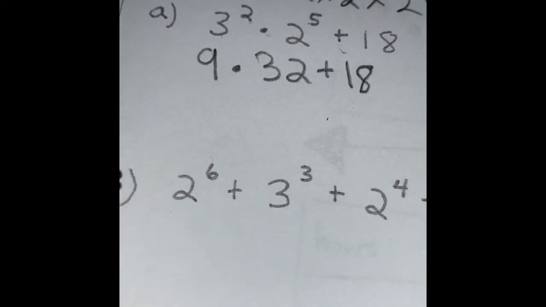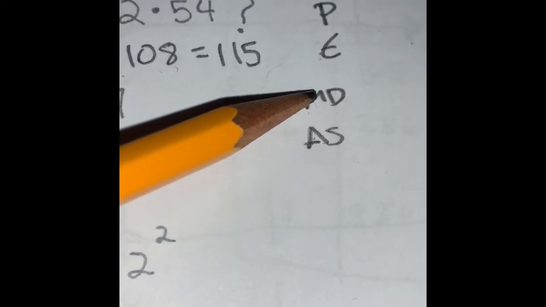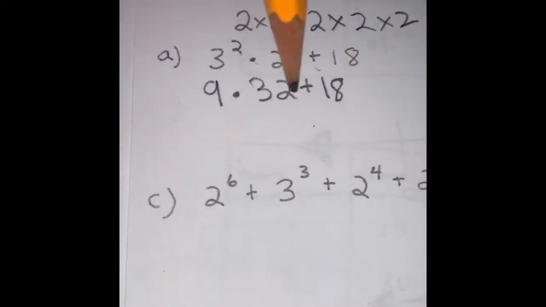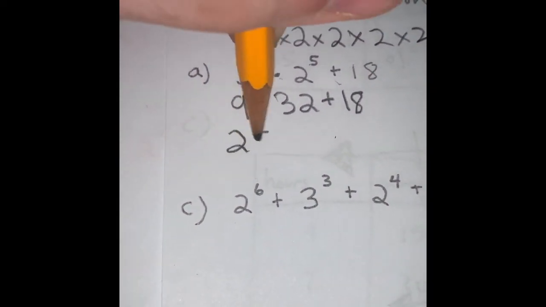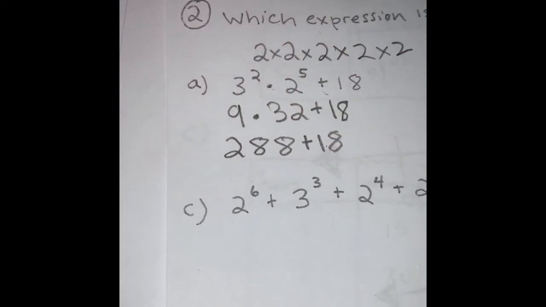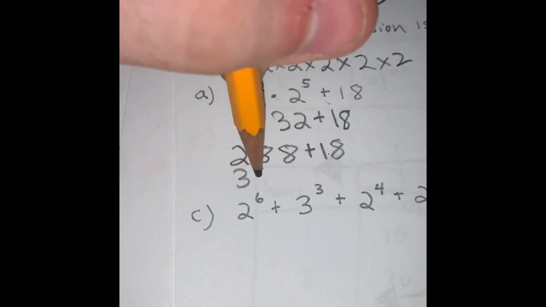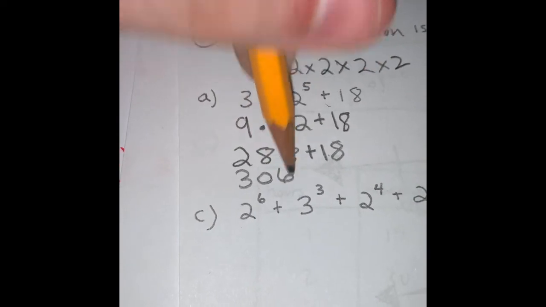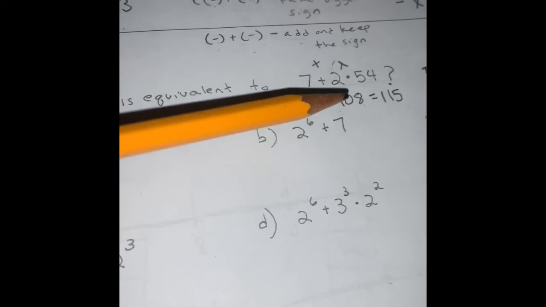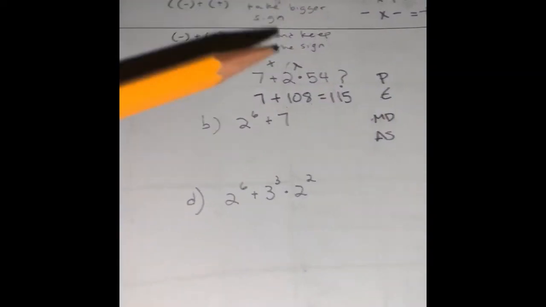So now I'm left with multiplication and addition. If I look at my order of operations, multiplication is on a higher level than addition, so I'm going to multiply first. 9 times 32 will give me 288 plus 18, and that will go ahead and give me 306. And so I'm going to ask myself, is 306 equivalent to 115? And it's not, so A is not the right answer. So now I'm going to try answer choice B.